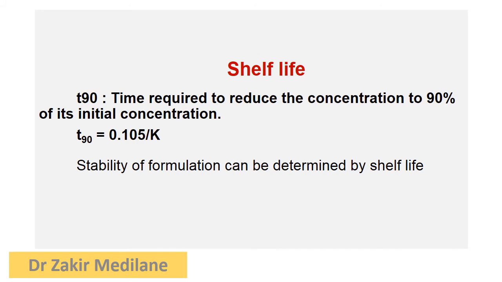Now coming to shelf life, that is the T90, the time required to reduce the concentration to 90% of its initial concentration, which is equal to 0.105/K. Stability of a formulation can be determined by the shelf life. If you want to determine any formulation's stability, it can only be determined with the help of the shelf life. So the shelf life of the product is very important and desirable, because if you don't know the shelf life of the product, then we cannot go for further steps. We cannot mention how long the product will remain stable. To understand that, we have to understand the shelf life.